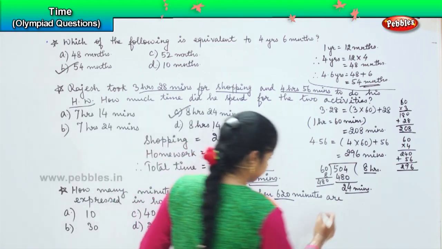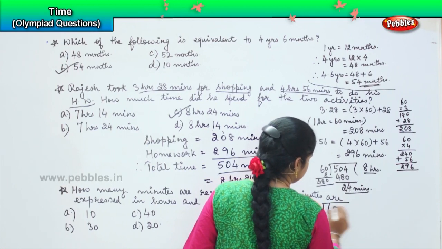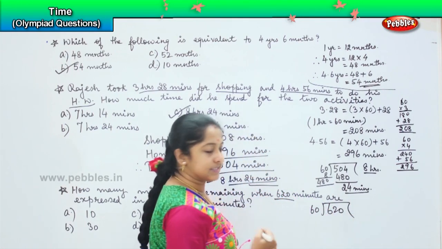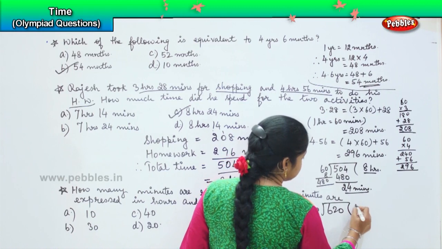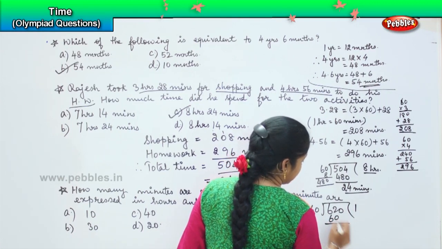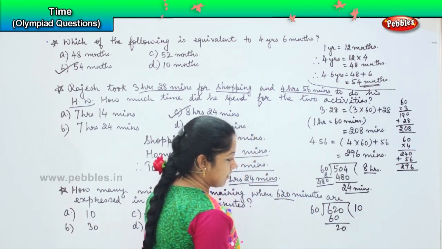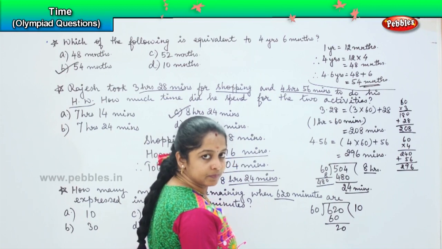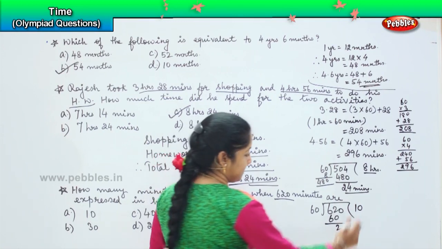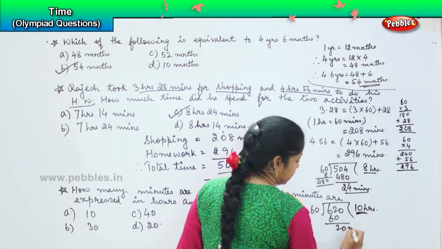So, what we will do? We will divide the 620 by 60 because we know that 1 hour has 60 minutes, right? So, 62, which means it will go one time, then 6, 60. And in 20, it will go 0 times, right? So, which means that 620 minutes has got how many? Yes. So, this is the hours. And this is the minutes.